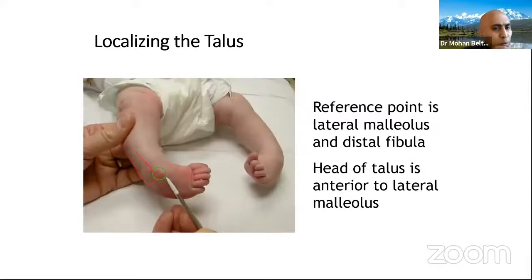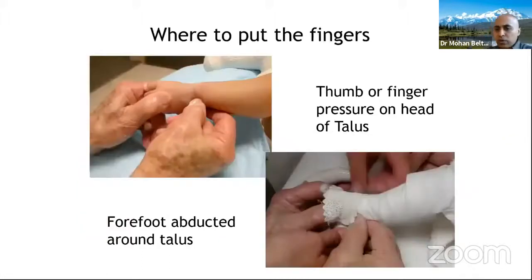So some important points is localizing the talus. Sometimes in a stubby foot, it may be difficult to localize the lateral talar head. So what you do is you overcorrect the deformity, which makes the talar head obvious, like so. So this is the fibula marked in red, and the lateral talar head is in green. So it's the first structure anterior and distal to the fibula, or to the lateral malleolus in this case. And then where to put the fingers, you put the lateral border of the thumb, or the radial border of your thumb, of your right hand in this case, on the lateral talar head as shown here.